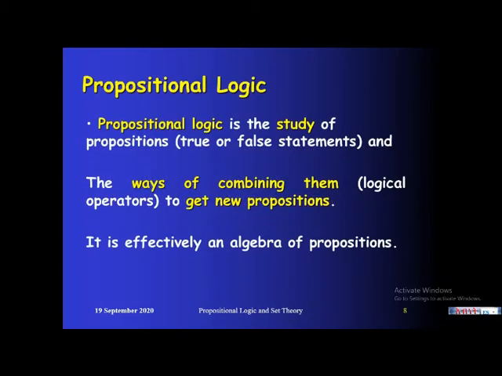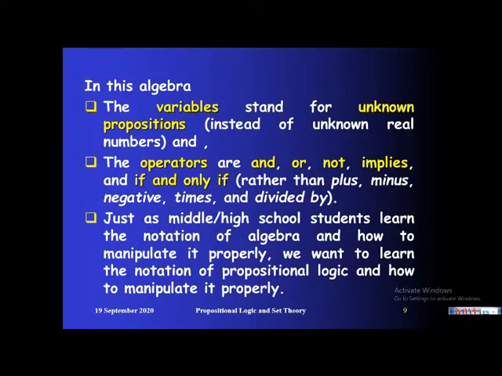First, let us see what propositional logic means. By the way, there are different types of logic. Propositional logic is the study of propositions, that means true or false statements, and the ways of combining them using logical operators. Here, also, we use algebra. The variable stands for an unknown proposition, and the operators are and, or, not, implies, and if and only if. This means the variables do not stand for real numbers.